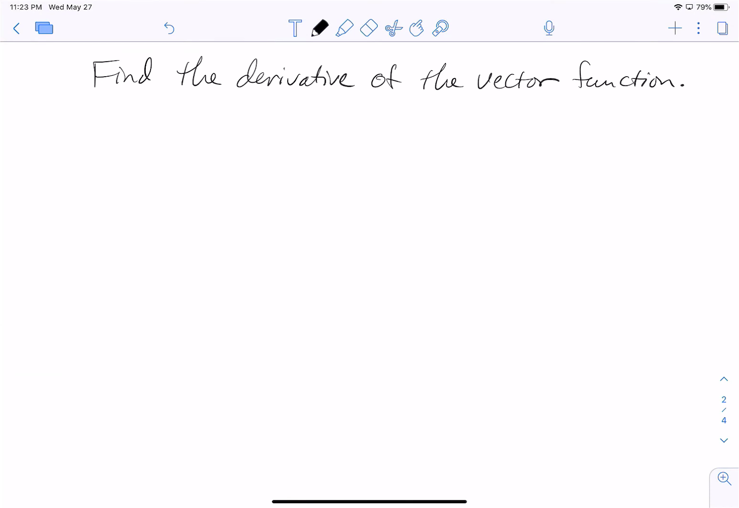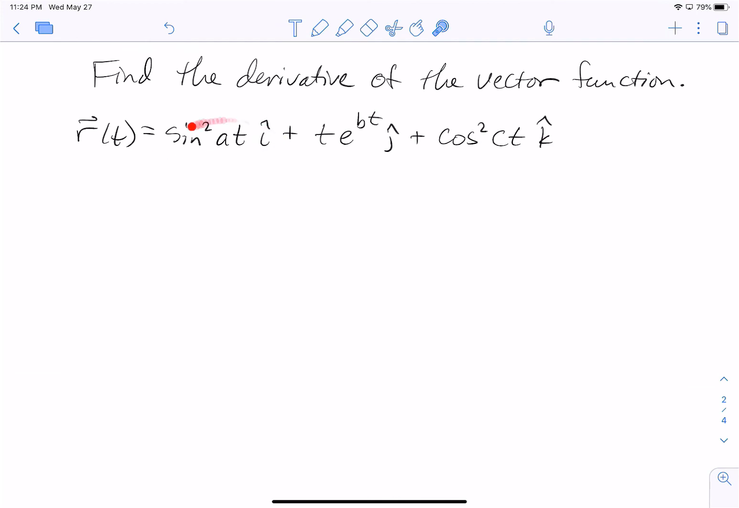Next up, find the derivative of the vector function r of t is equal to the sine squared of at i plus t e to the bt j plus the cosine squared of ct k. Now we're going to take the derivatives of each component, right? We're going to go component by component, but I want to keep this in the structure of a vector. So I'll just write it as r prime of t is equal to, and for the sine squared of at, we're going to use the power rule and also the chain rule a couple of times. We get 2a sine of at cosine of at i.